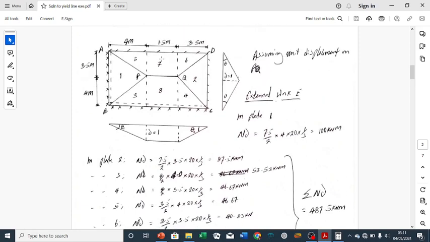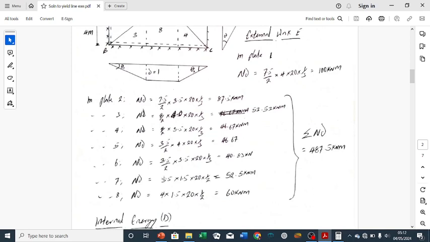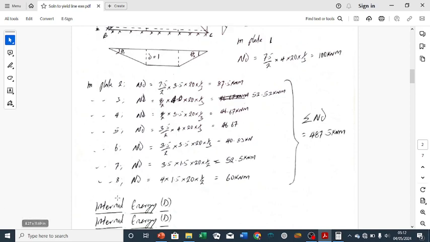Plate 7, remember plate 7 is a rectangle. So what is the area of a rectangle? It is this length, which is 3.5, multiplied by the width, which is 1.5. So that's why for plate 7 you have this 3.75 multiplied by 1.5 multiplied by the UDL, which is 20. And because it is a rectangle, you multiply by 1 over 2. And it gives us 52.5. The same thing was done for plate 8. And we have our N delta to be 60.